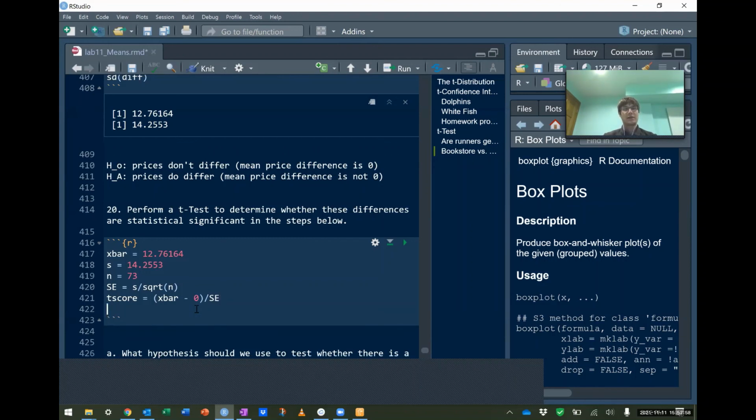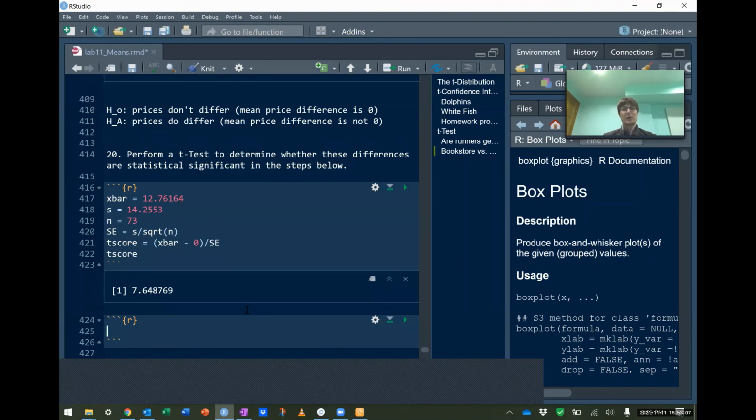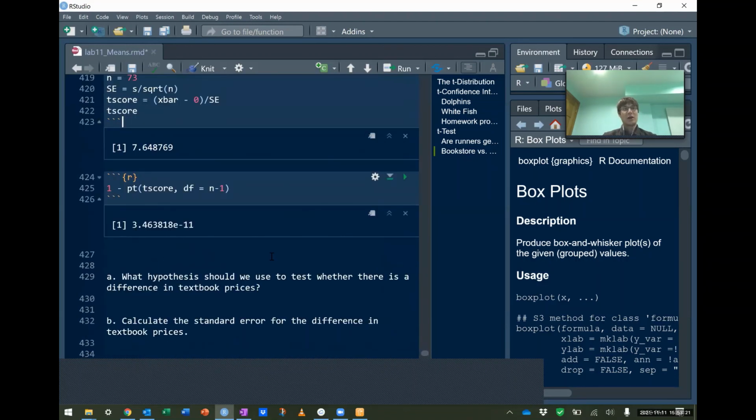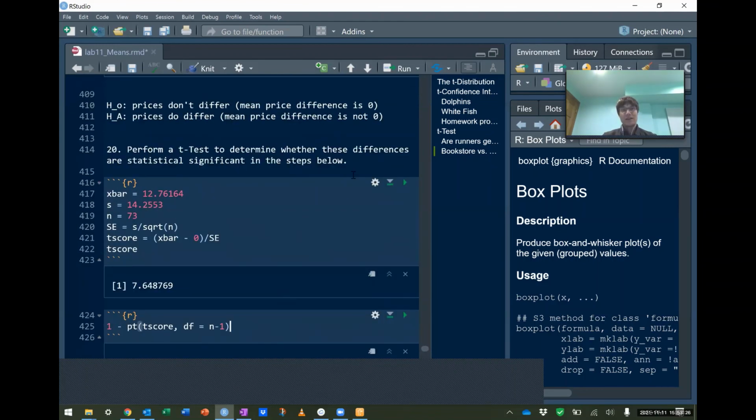There's our t-score. And let's see what our t-score is. 7. Okay, so what's the probability of observing something greater than that? And we had 73, well, let's say n-1, so we put it above. So that'll be our one-sided hypothesis. But all we want to care about is whether the prices are different. So if that's the case, not equal to 0, we got to double that. So we got to double that value.